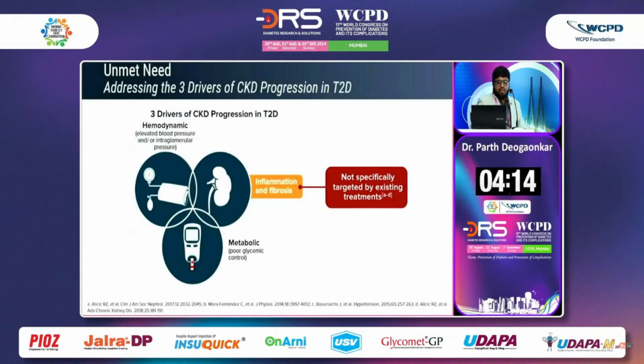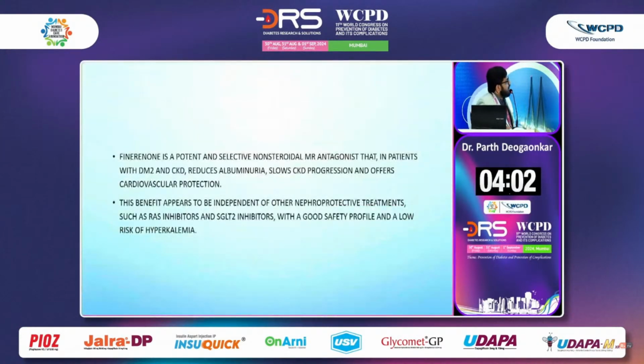So we have seen the metabolic parameters. We have seen the hemodynamic parameters. What is not targeted is the inflammation and fibrosis. So we have a new drug for this. This is finerenone. Finerenone is a non-steroidal mineralocorticoid receptor antagonist, which has been shown to reduce albuminuria and slow CKD progression. And this benefit appears to be independent of other nephroprotective treatments.